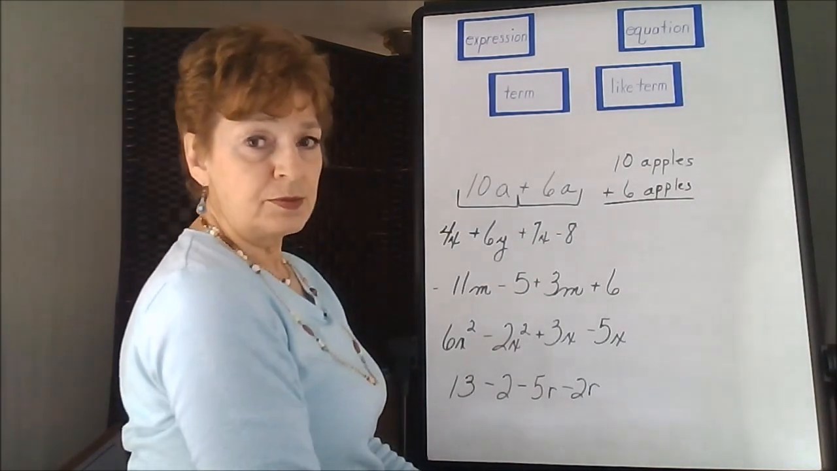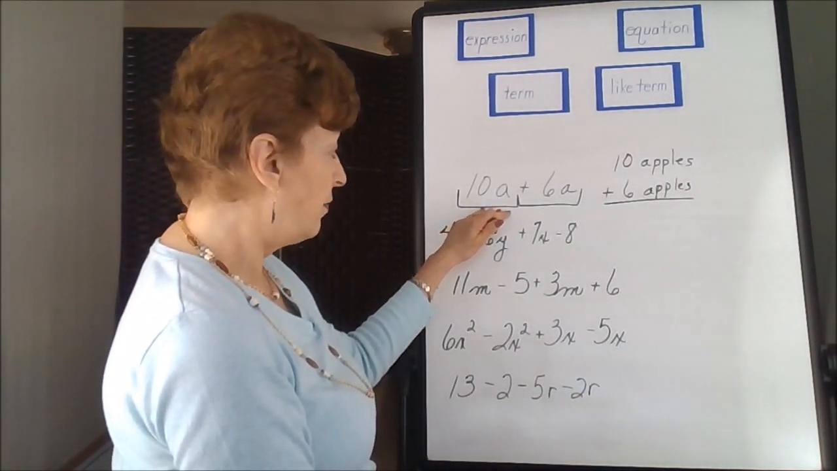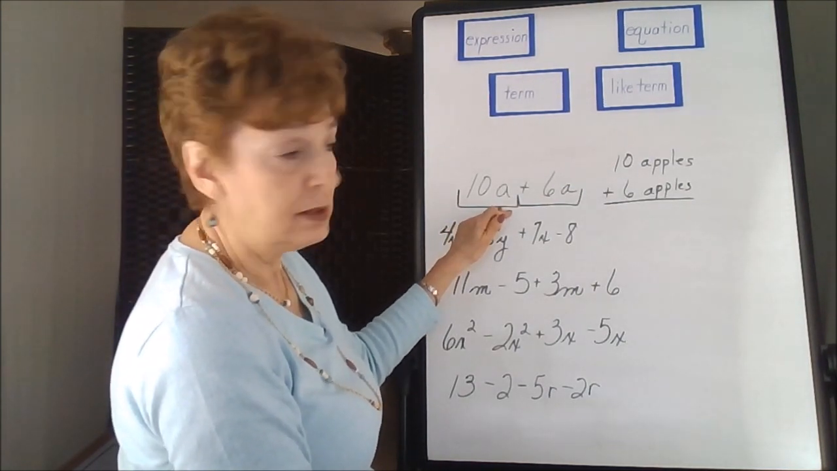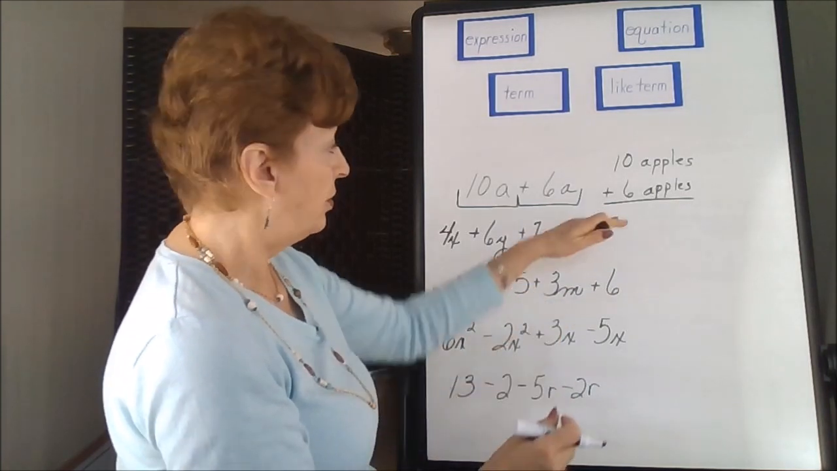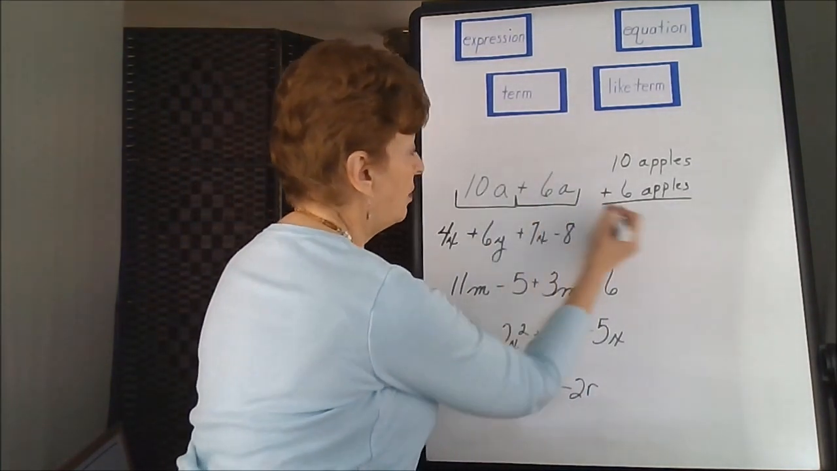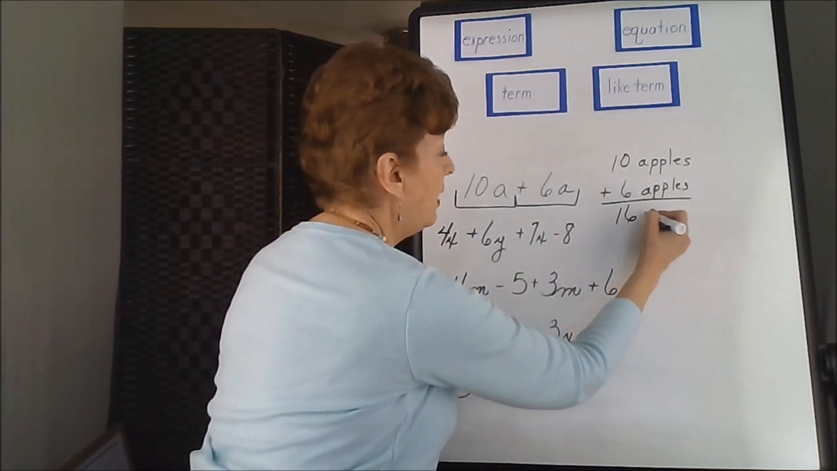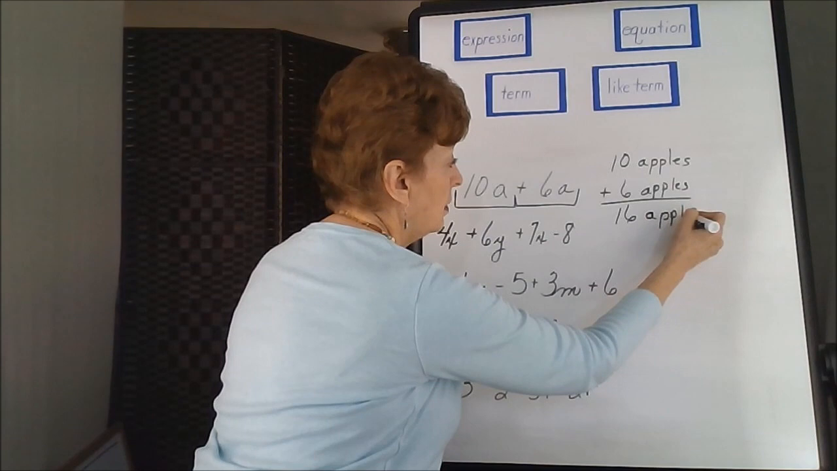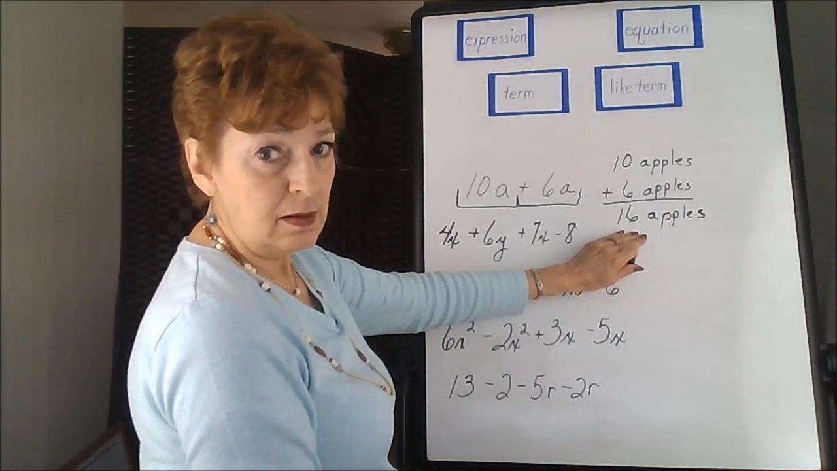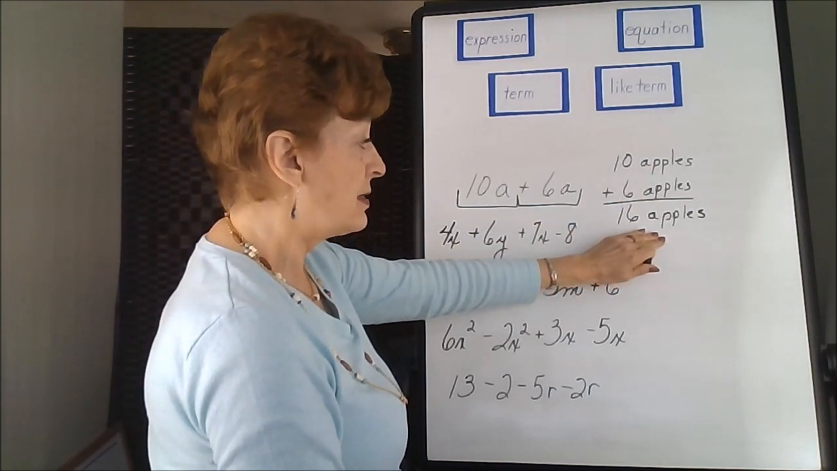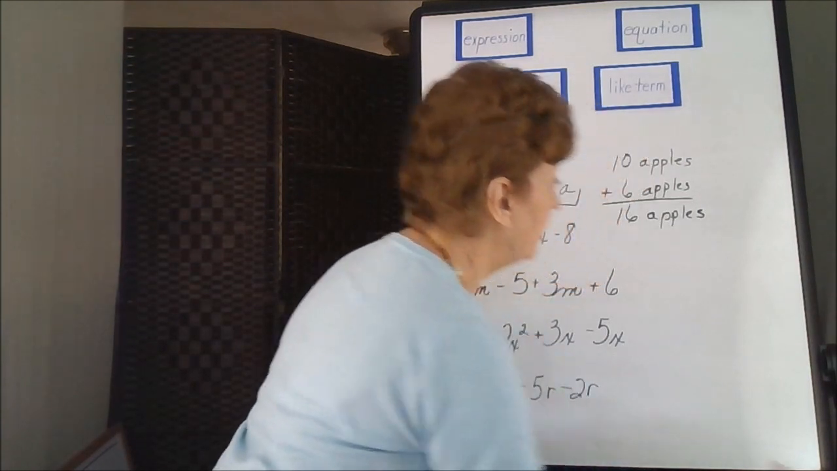In addition and subtraction of variables, if the variable is the same, you can combine the coefficients and keep the label. You don't say you have 16 apples. Your apples part is just simply a label. So you just use it one time.